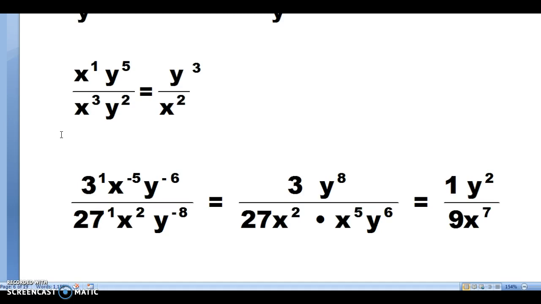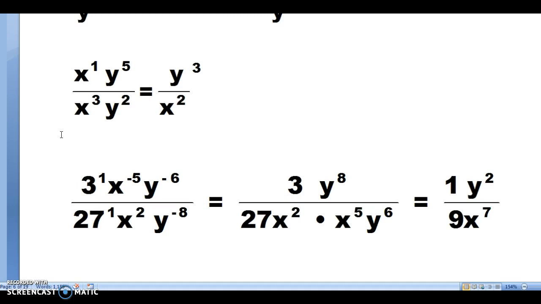On the next example here, we have y to the 5th power and y to the 2nd power on the right, and x to the 1st divided by x to the 3rd on the left. For the y part, we subtract the 2 from the 5 and get y to the 3rd on the top. On the left-hand side with the x's, it's 1 minus 3, which gives us x to the minus 2. We could leave our answer as x to the minus 2 and y to the 3rd power, but for our practice test or test, we're going to prefer to take that x to the minus 2 to the bottom and have an answer of y to the 3rd divided by x to the 2nd.